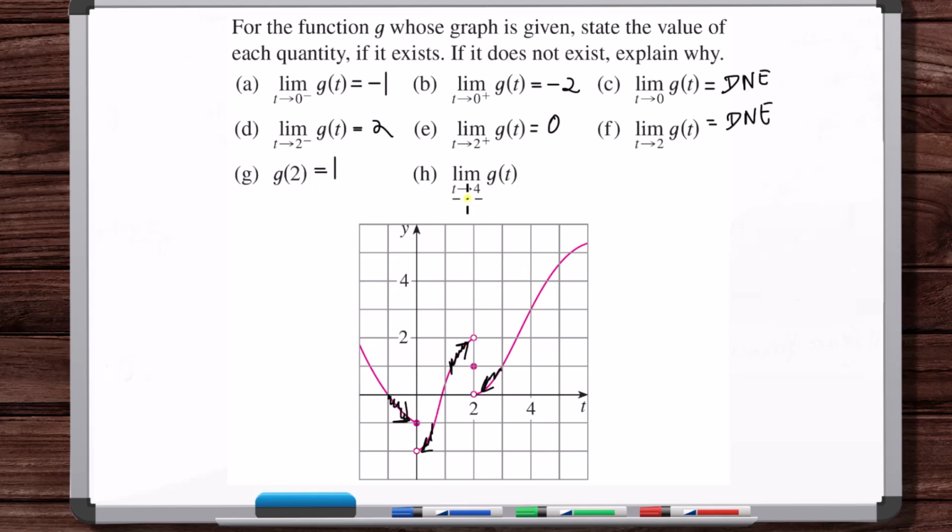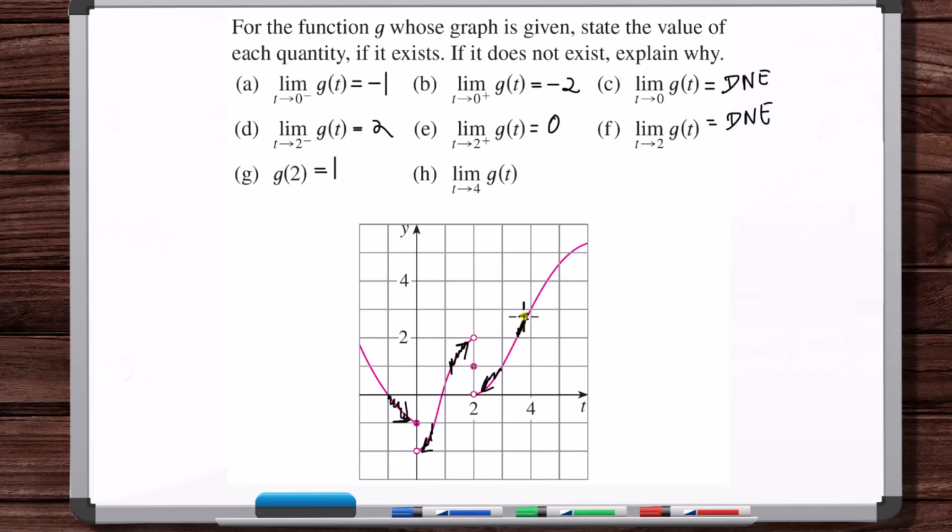All right, now what about the limit as t approaches 4? This is kind of tricky, right? We don't have any weird-looking discontinuity or a hole here. So we're thinking about t approaching 4 in general, so we need to analyze both sides. Okay, we're getting closer and closer and closer to 4 coming from below 4.